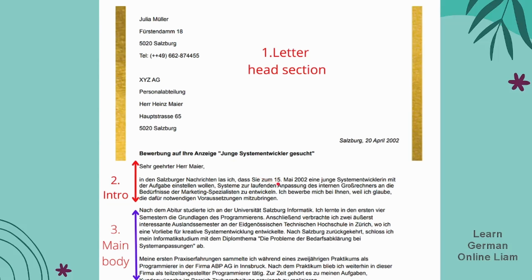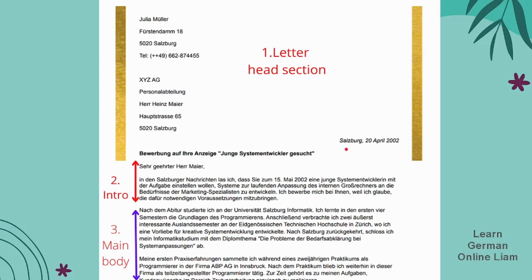This is a sample letter layout or the format, how it will look like. Any letter will have a letter header section. In the letter header section, you will have the sender. So who is going to send the letter? Here, Julia Müller is sending the letter, and then comes the receiver of the letter, who is going to receive the letter. Here it is a company, the address, and it is also addressed to a person, and the address following that.